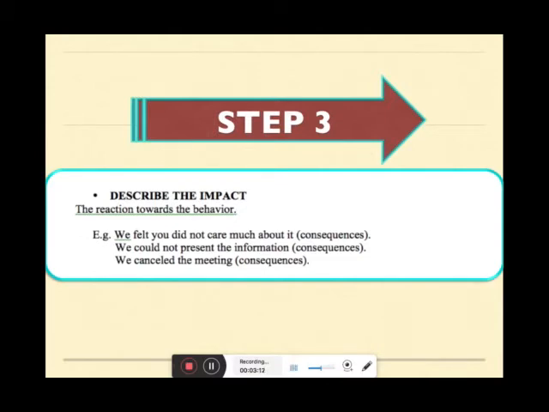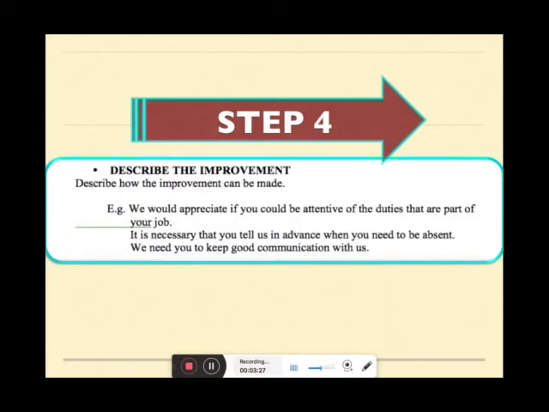The reaction towards the behavior. We felt you did not care much about it. We could not present the information. We canceled the meeting. Those are the consequences. Step number 4. Describe the improvement. Describe how the improvement can be made.